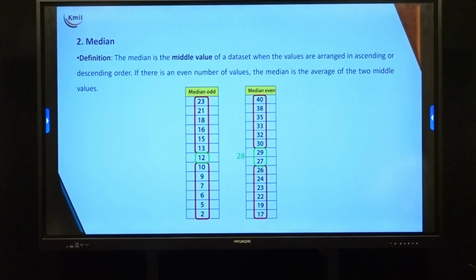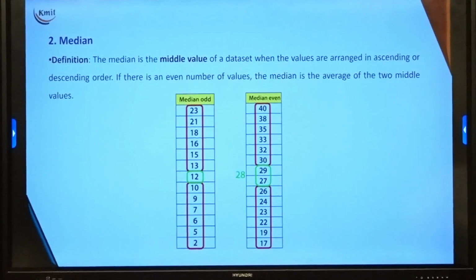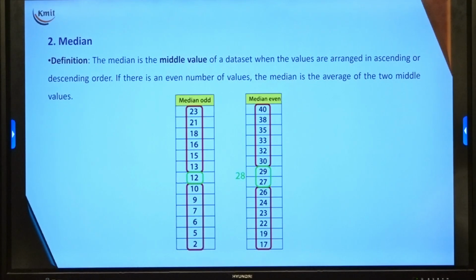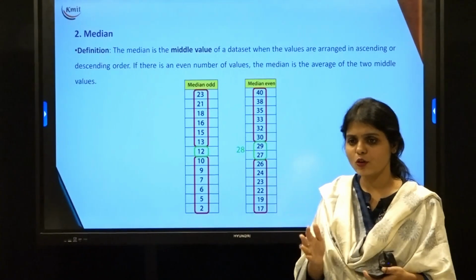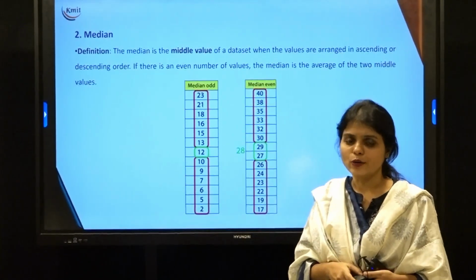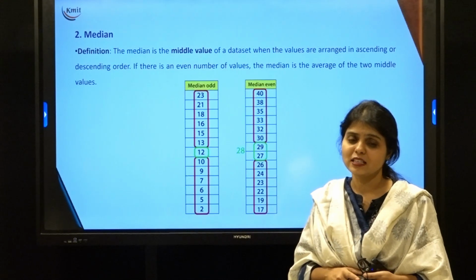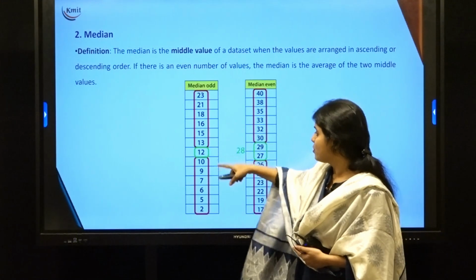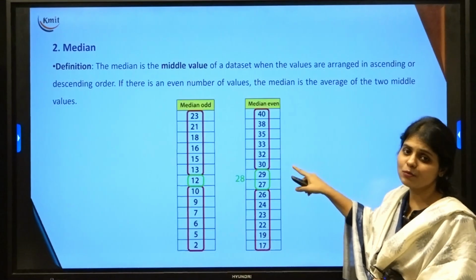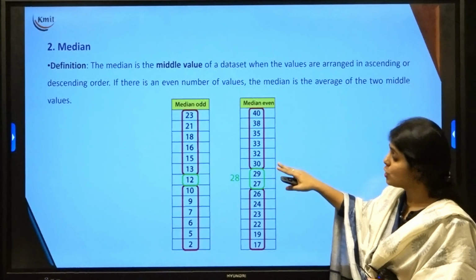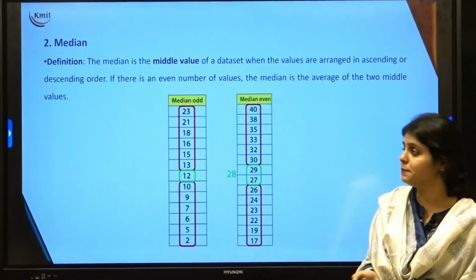The second central tendency measure is median. The median is the middle value of the data set when the values are arranged in ascending or descending order. When you want to calculate the median, you first have to arrange the data in ascending or descending order and then find the middle value. The median differs depending on the number of values in the data set. If you have an odd number of values, there is only one middle value. But when we have an even number of values, we have two middle values, so we take the mean of the two middle values to calculate the median.